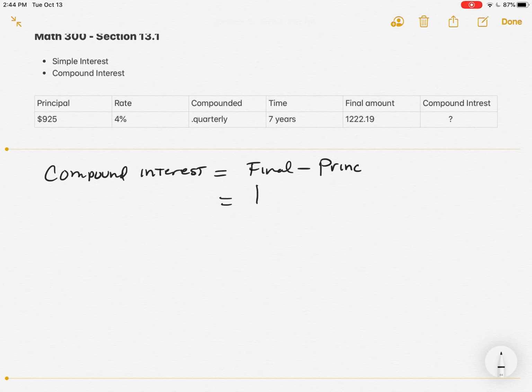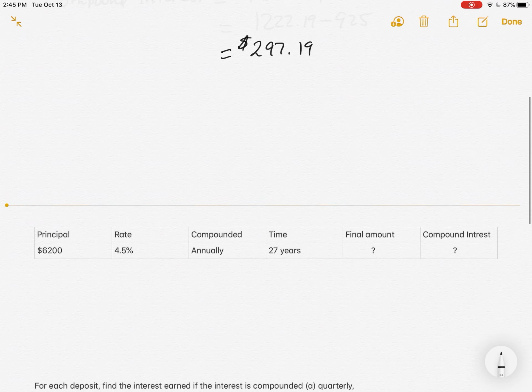And we have both here, $1,222.19 and $925. They just want to make sure that we're looking at and understanding these numbers that they're presenting to us. So $1,222.19 minus $925. The interest earned then was $297.19. So there's really no big work for us to do, just the subtraction of numbers that they gave us for that problem. That was one of the first ones I saw.